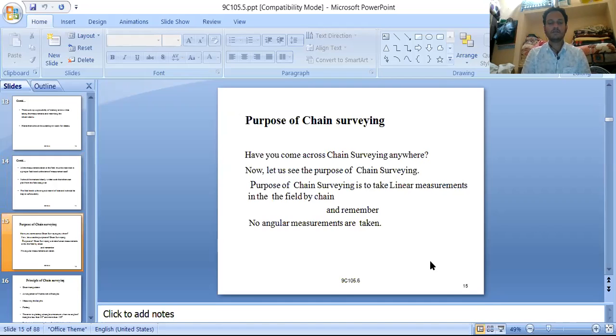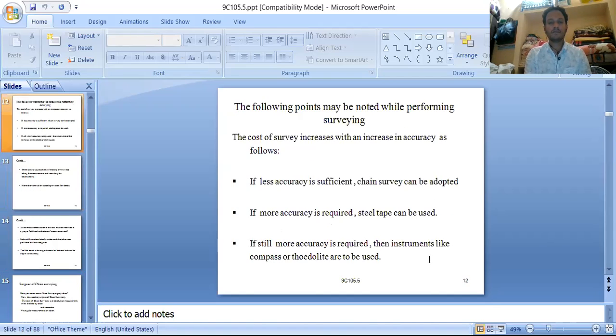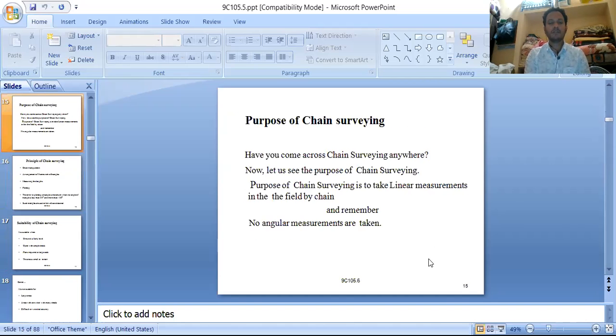After learning the procedure for some of the points to be followed, or points to be noted while performing survey, we will go to the purpose of chain surveying. We'll discuss what is chain surveying, what is the purpose of chain surveying, the different measurements it can take, and the entire discussion about chain surveying.